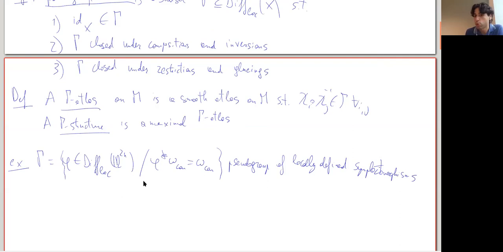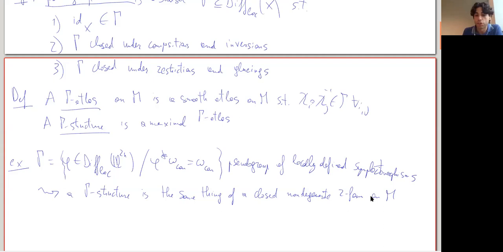You check that it forms a pseudogroup, and then what you see is that a gamma structure is the same thing as a closed, non-degenerate two-form on M. This is also known as a symplectic structure, which of course is an interesting and important example of a geometric structure that we want to have in this formalism. And this is what happens. I'll give you a second example so then it's clear what is the kind of pattern that we can see.